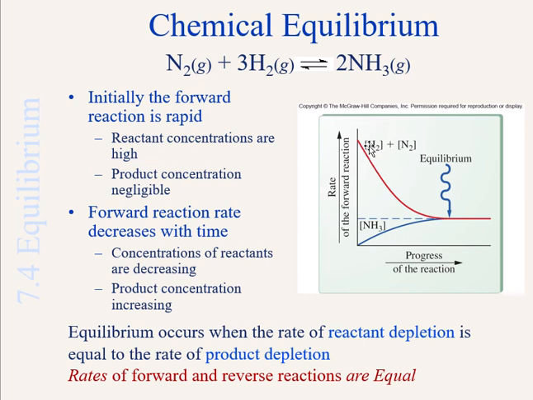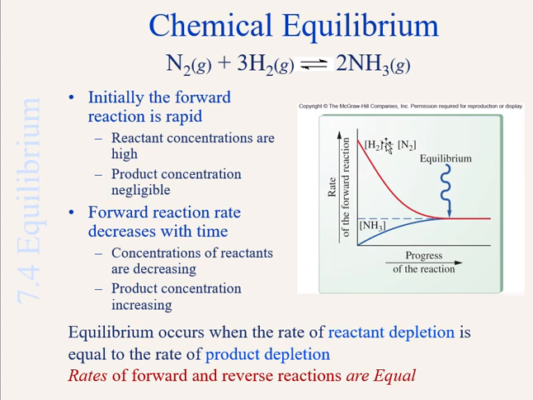Well, according to that rate law, the rate depends on the concentration of the reactants. So initially we have a very high concentration of nitrogen and hydrogen. So the rate of the forward reaction is very high, while we have no ammonia to begin with, so the backward rate would obviously be zero. But as time goes on, we consume nitrogen and hydrogen to produce ammonia. So the rate of the forward reaction goes down.